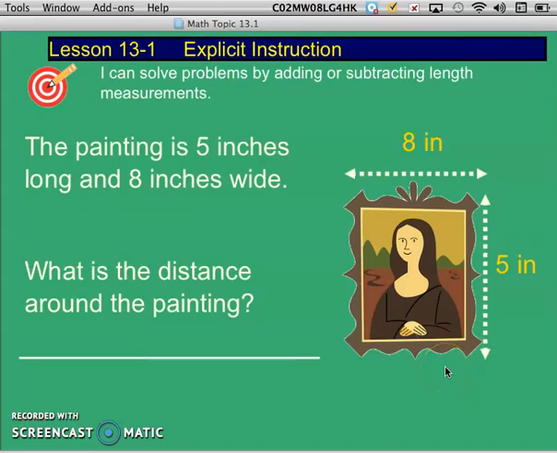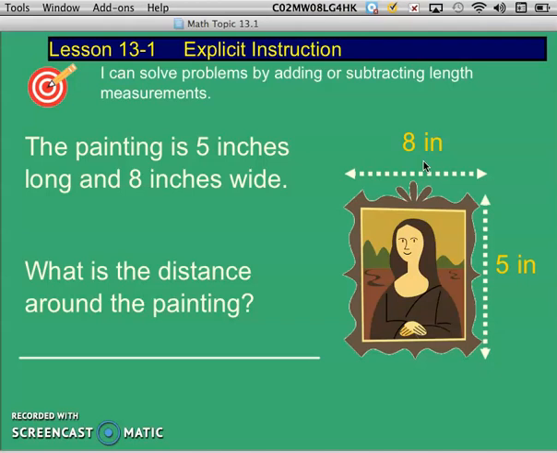Okay, boys and girls, we're going to try another example to see if you understand the lesson. There's a picture of a painting. Our painting measures 5 inches long, which is going down the side of the painting, and 8 inches wide. That goes across the top of the painting. If you remember, we must add the numbers all the way around the painting. What is the distance around this painting?